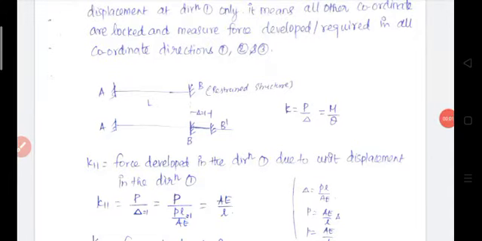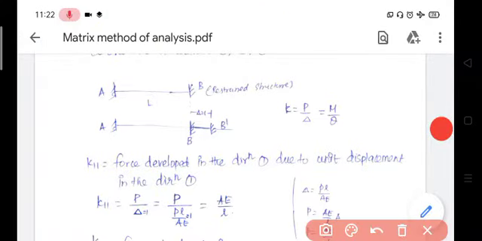In order to develop the first column of the stiffness matrix, we have to give unit displacement along the x direction only, that is delta x is equal to 1. So, we have to give unit displacement at joint B. Initially its position is B, now move to the position B dash. The distance between these two positions is delta x is equal to 1. The other two displacements are arrested.